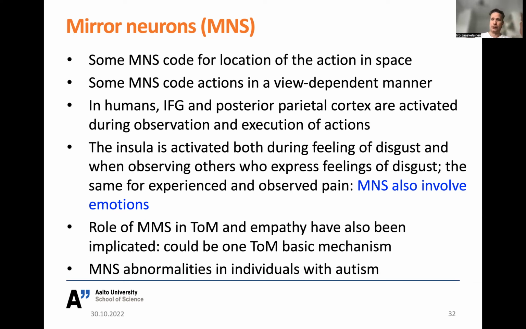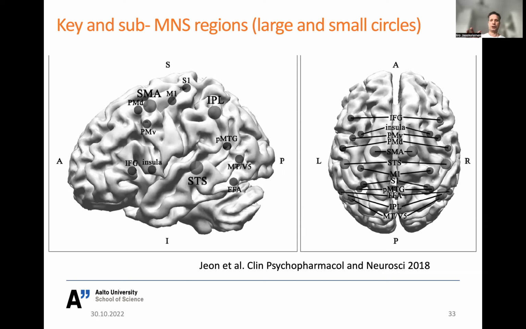And then there's a link between the mirror neuron system and theory of mind and empathy, and this could be one of these mechanisms of theory of mind that would allow deconstructing and reconstructing. And we also know that there are mirror neuron system abnormalities in individuals with autism. Here you can see a figure from a publication showing these key and sub mirror neuron system regions, and the more important the region, the larger the circle, and you can see the abbreviations of the anatomical regions as well.